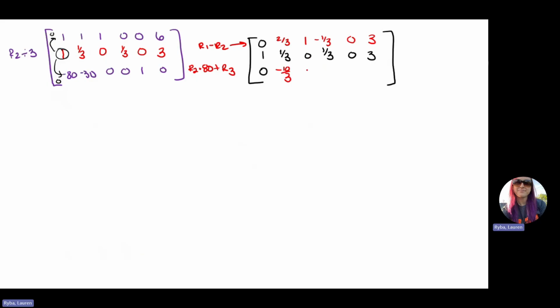Anything times 0 is 0 plus 0 is 0. 1/3 times 80 is 80 over 3. I'm not adding anything to it, so 80 over 3. 80 times 0 is 0 plus 1 is 1. 3 times 80 is 240.